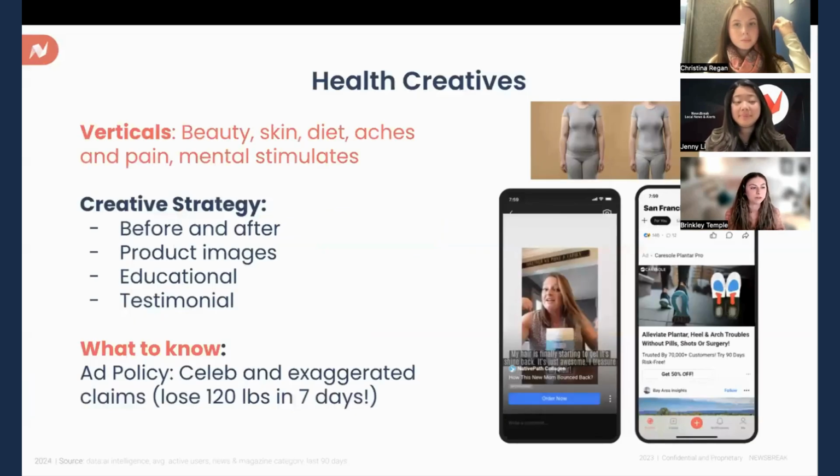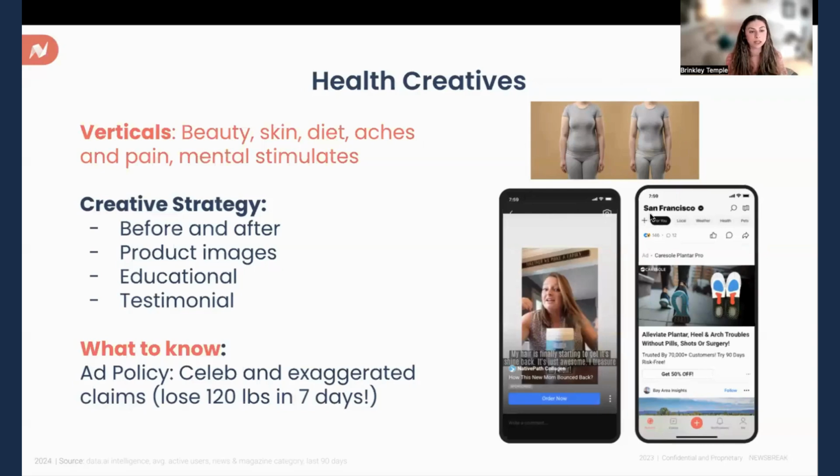And then specific verticals that we see find success are beauty, skincare, anti-wrinkle cream, diet, joint pain, back pain, all that stuff that an older woman demographic would like. And then specific creative strategies that we see are before and after pictures. So this image here of a before and after picture is perfect. Something to keep in mind for policy is not to show too much stomach or midriff. So this one here is just a perfect example of something that would work well on NewsBreak.